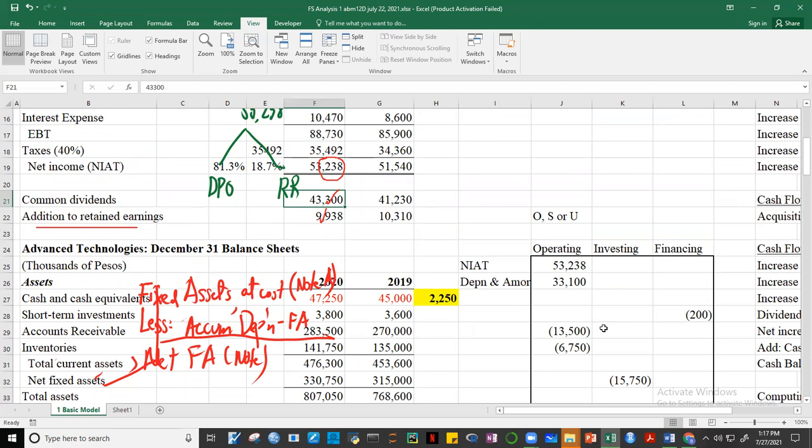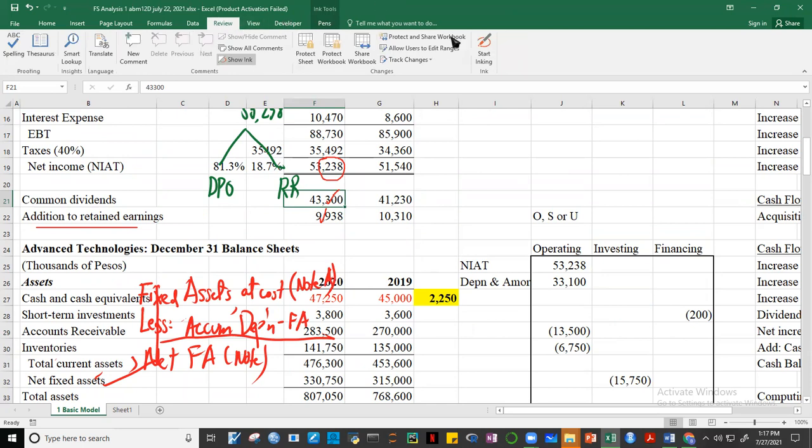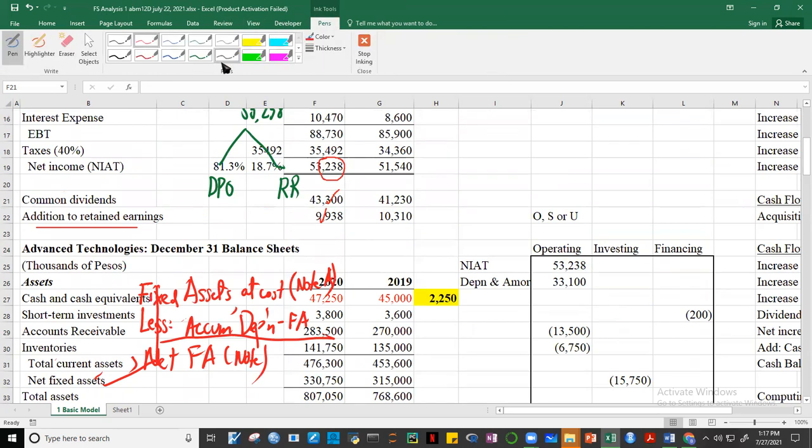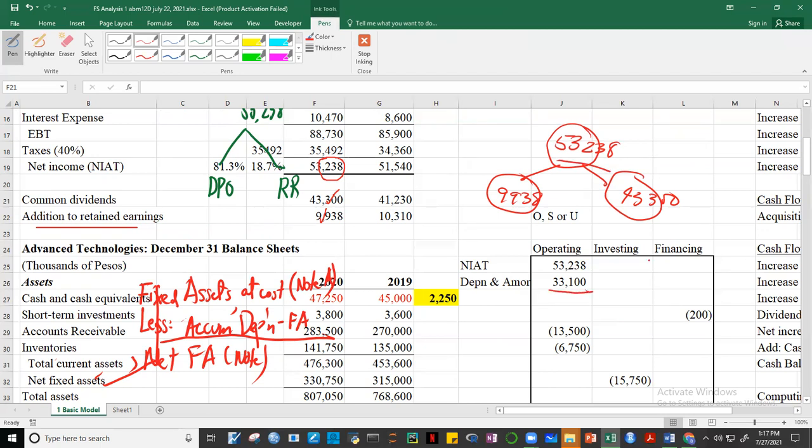Okay, just to clarify, guys, para clear lang tayo dito. Di ba, guys, yung net income after tax, 53,238, ano yung ginagawa natin dyan? Di ba? Some of it are issued as dividends, 43,300. Some of it are retained, 9,938. Okay. Di ba, itong 53,238, kinonvert na natin into cash yan by adding depreciation. So, cash na yan, ha?